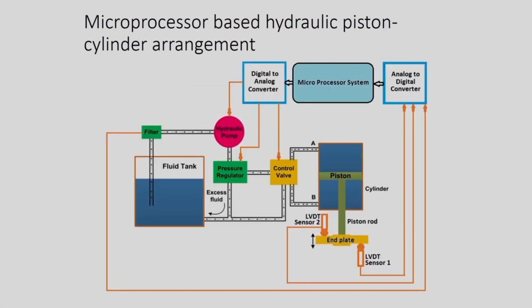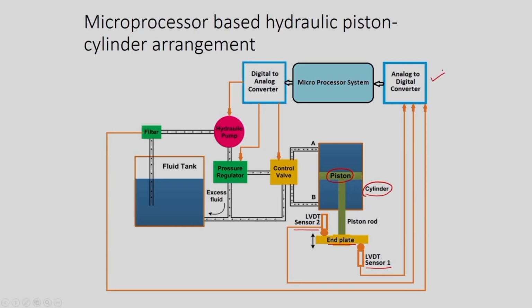On your screen you can see a typical arrangement. This typical arrangement has the hydraulic piston cylinder arrangement. At the end of the piston we are attaching a plate. There is a set of sensors, LVDT sensor 1 and sensor 2. Sensor 1 will sense the extension of the cylinder, sensor 2 will sense the contraction of the cylinder.